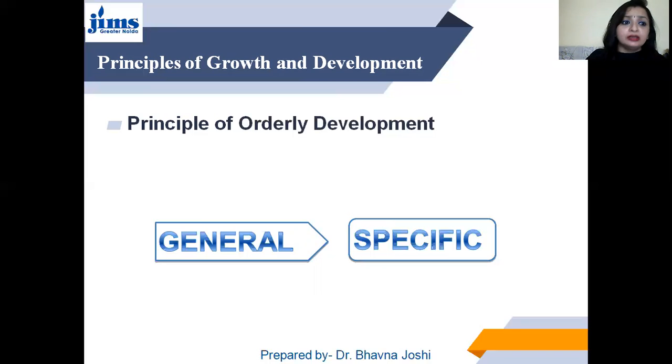For example, an infant moves his whole body with his legs before he coordinates the leg muscles well to crawl or walk. So first he will just move his whole body. He doesn't know about leg muscle coordination. So first it will be movement of the whole body, then it will be the movement of specific leg muscles.